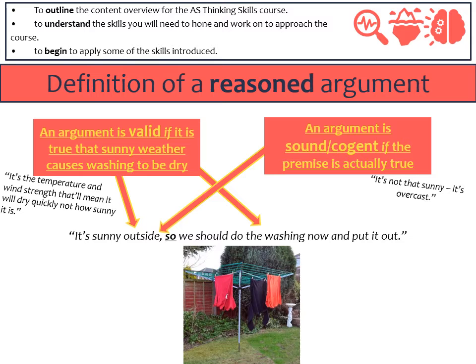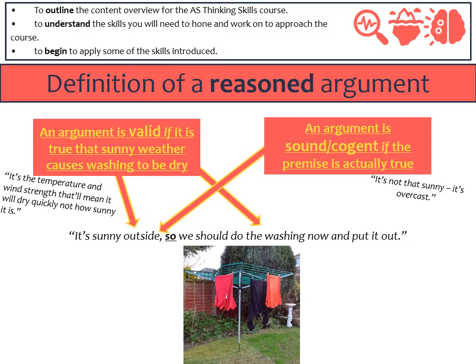So an argument that my wife and I will have, and usually it's because I don't want to put the washing out, I'm a bit lazy like that. I'll say some things like it's the temperature and the wind strength that will mean that it will dry quickly, not how sunny it is. So today, for example, on this Tuesday, it's quite sunny, but it's quite chilly, and I don't think that will mean that the washing will dry quickly. So what I'm doing is I'm trying to question the validity of the argument there.